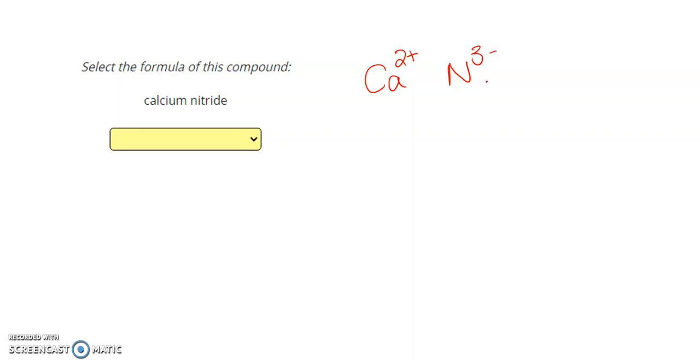We'll swap, drop, ignore. So you take the 2+, swap it to this guy, drop it to the bottom, ignore the plus or minus. That means that we'll take a 2 and write it on the bottom of N when we write the formula. On this one, we'll take 3-, swap it to calcium, drop it to the bottom, ignore the plus or minus. So that means we'll take a 3 and write it on the bottom of Ca.